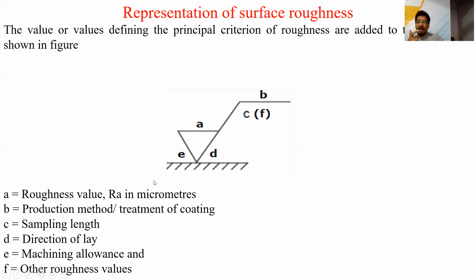If there is any value other than the Ra value, the center line average value, for example if your roughness has been calculated by the 10 point method, or by the root mean square value, then it will be at this point in brackets. So this is how the surface roughness is represented by this symbol, and these are the significance of each letter A, B, C, D, E, F.